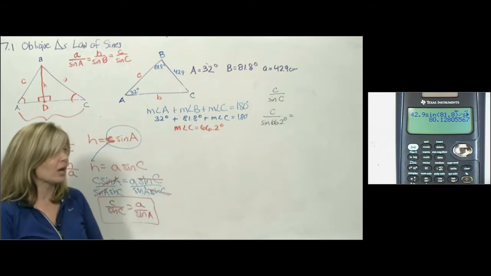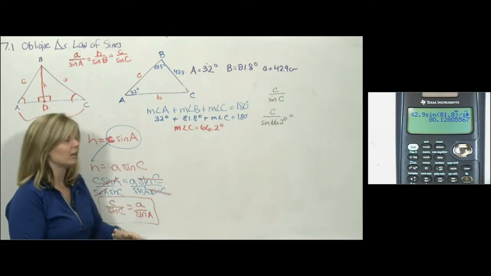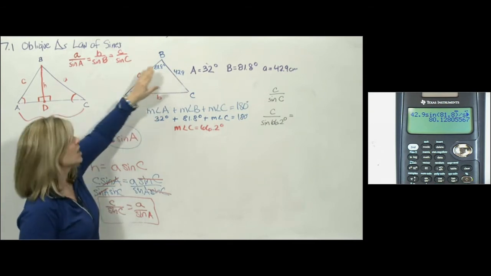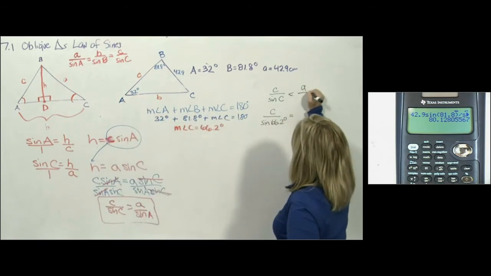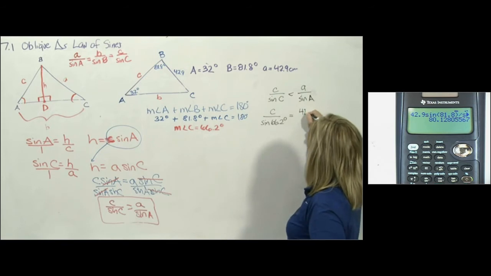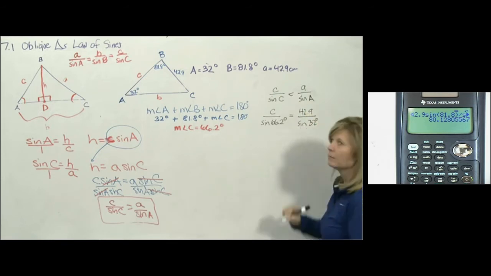So my rule of thumb is when you're setting up, always use the information given. So if I go back to my picture, I was given side A, that's exact. I was given angle A, that's exact. I'm going to do the same thing. I'm going to use A and sine A. So side A and angle A. Make sense?